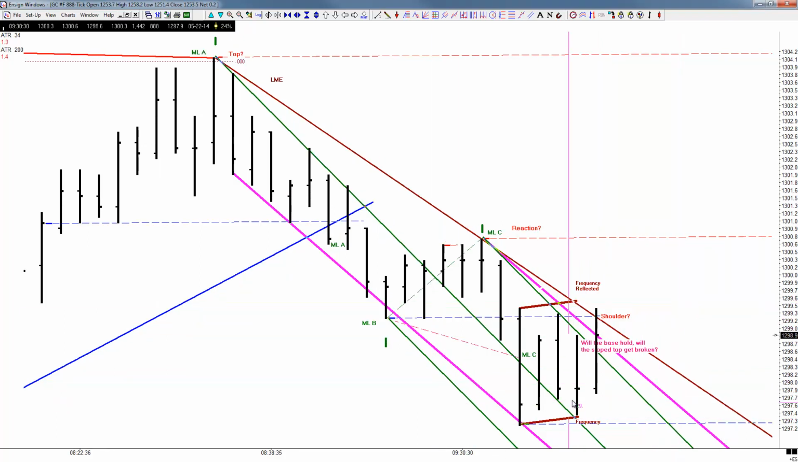Now we're at the upper parallel and frequency, and frequency, maximum excursion. See it? So now I say, maybe this will make you feel better, Keith. Is this a shoulder? Is this the area to sell? Make sense?